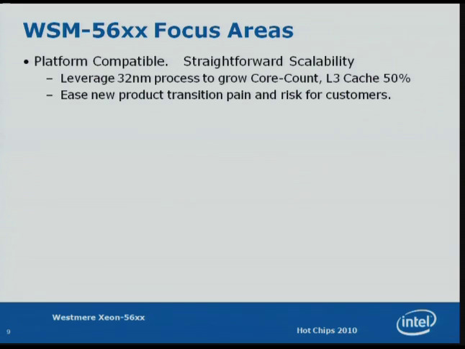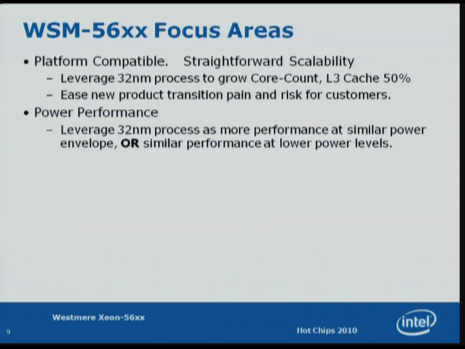Okay, so here are the high-level focus areas. We talked again about the straightforward scalability portion of this. Leverage that 32 nanometer process to grow the core count and the L3 cache. We were trying to get as much as we could out of that new process. So a 50%, again, you'll see in a minute, you don't ever get that directly, the 50% scaling from a performance perspective, but it was pretty good, a nice, simple product. Loved it. Ease new product transition pain for the customers, not just an Intel thing.